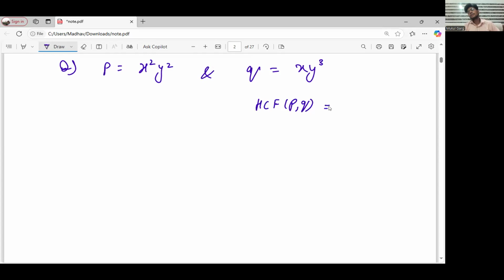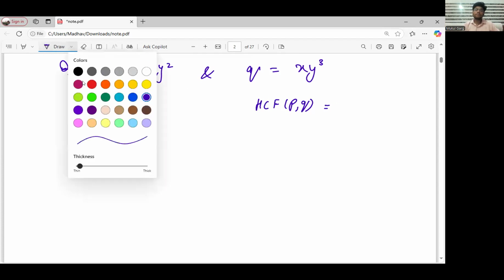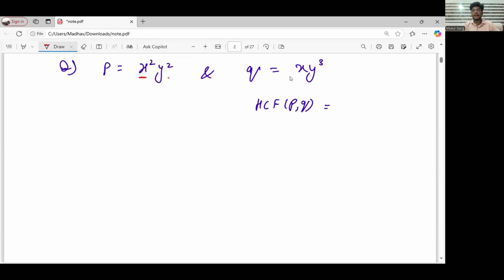I told you yesterday, HCF is the product of the smallest power or smallest exponent of each common prime factor. जो भी कॉमन प्राइम फैक्टर है उनकी सबसे छोटी पावर का प्रोडक्ट HCF होता है. So clearly you can see both of them have x and y as the common factors. Now we have to take only the smallest power. So x square और x में से smallest power है x, y square और y cube में से smallest power है y square. So x y square is going to be the HCF. I hope this is clear to all of you.